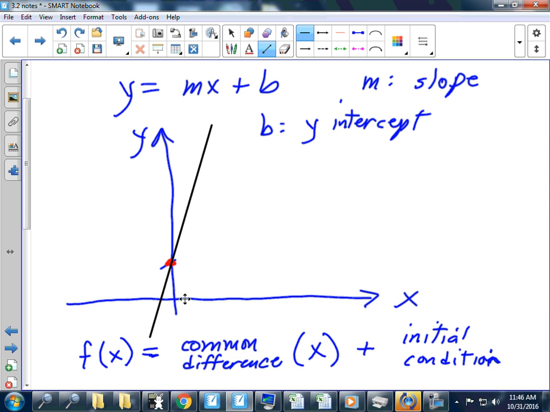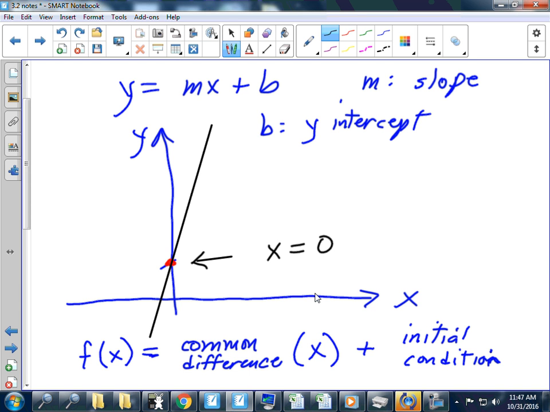where it crosses the y-axis, what is the x value right here, Shay? What is the x value right here? 0, of course. Okay, right there, x equals 0. So y equals f of 0. F of 0 right there.